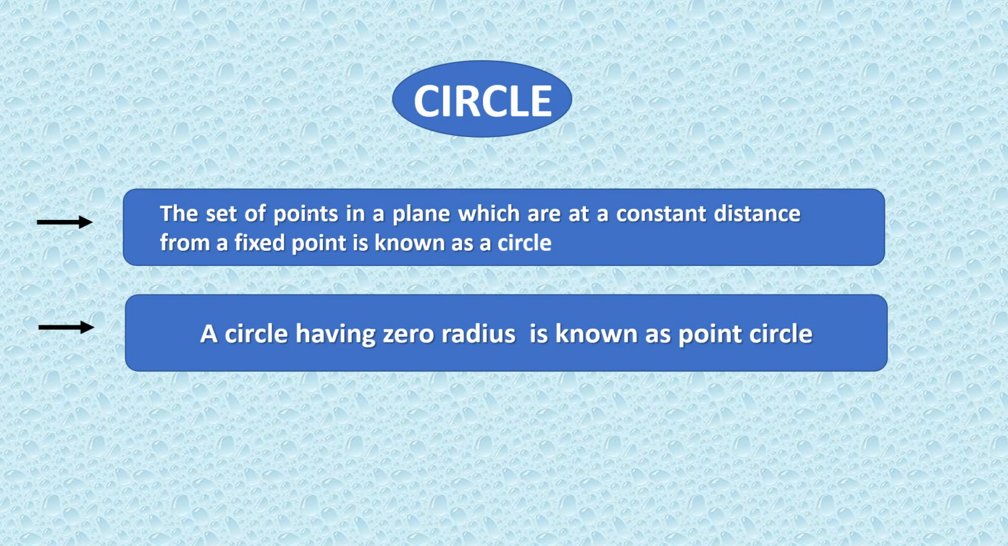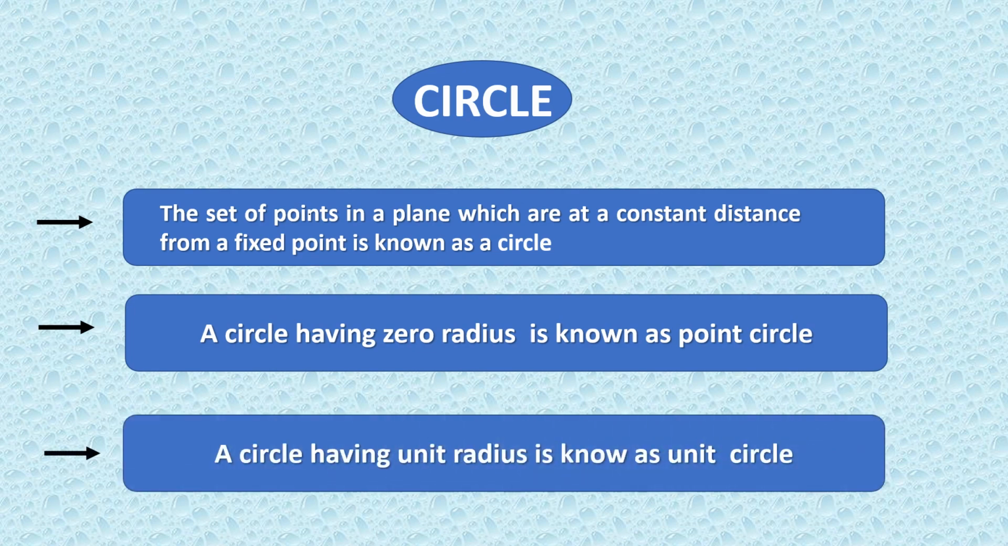A circle having zero radius is known as a point circle. A circle having unit radius is known as a unit circle.